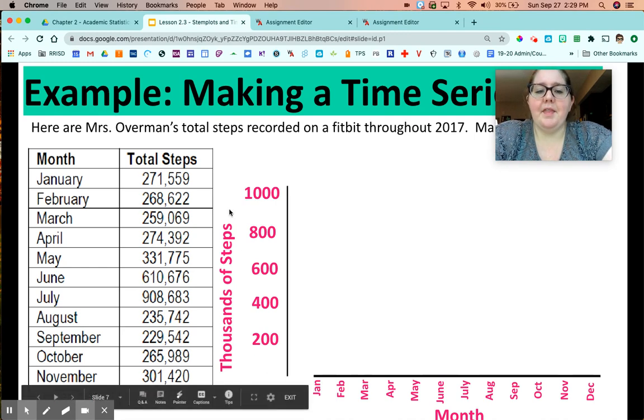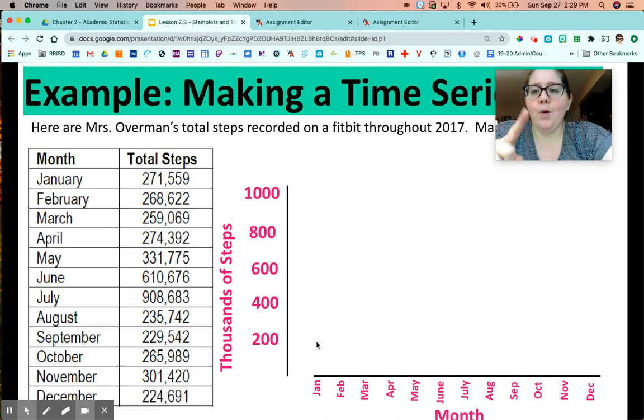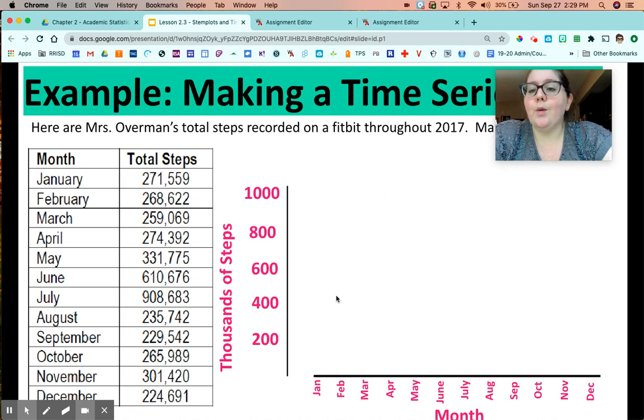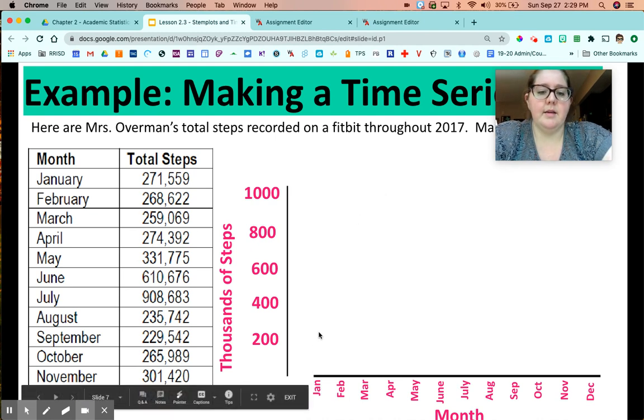So I have my thousands of steps on the y-axis, and at this point, I'm putting points on the graph for each month, and I'm just going to do this as best I can. It doesn't have to be perfect, but I want to at least do my best. If you were doing the notes on the computer, I have 12 dots up here at the top that you can move around to the appropriate spots. So I'm putting dots.